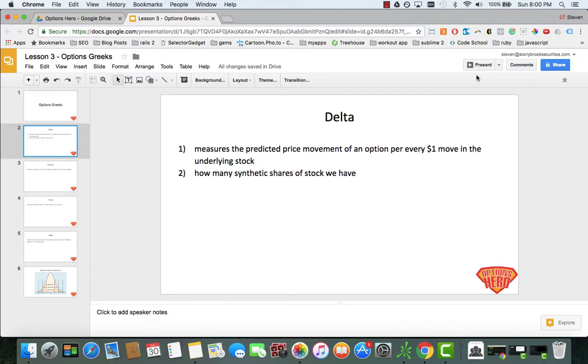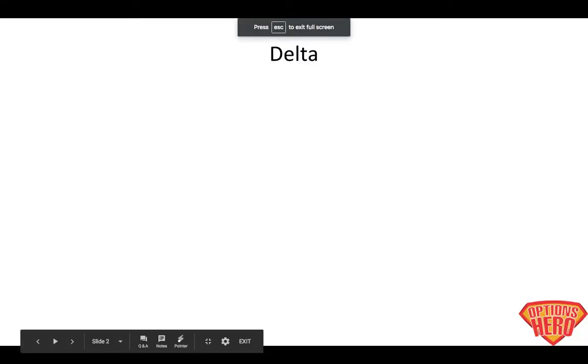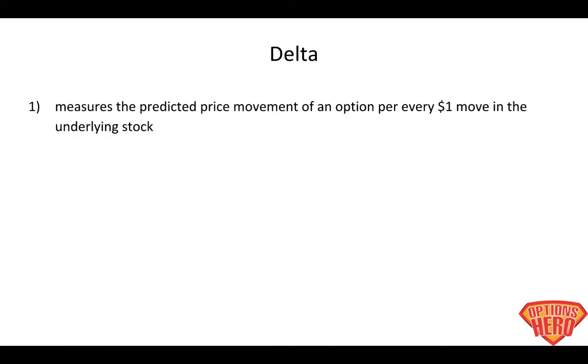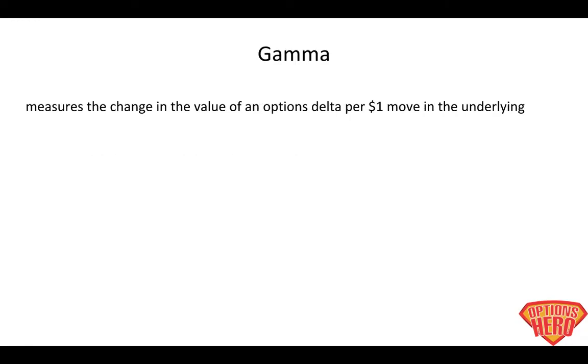Let's see what else we have here. So that is delta. Again, it measures the predicted price movement of an option per every $1 move in the underlying stock. Not only that, but it also tells us what our synthetic share equivalent of stock is in an option. That is awesome. Now, gamma. Gamma is the second Greek we're going to talk about. Gamma is kind of a daughter or son of delta. It's a derivative of delta. And gamma measures the change in the value of an option's delta per every $1 move in the stock.